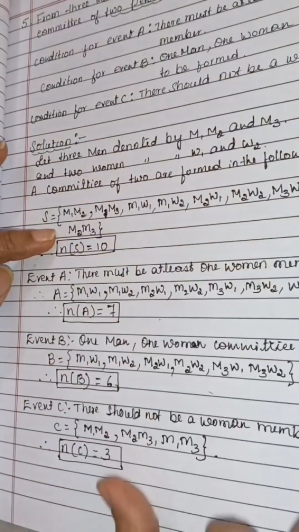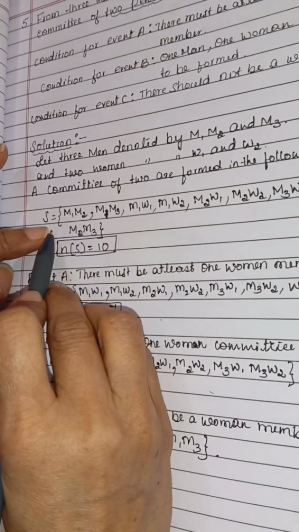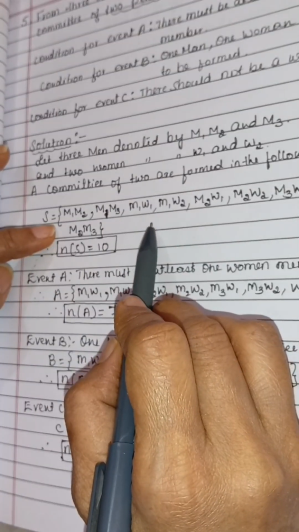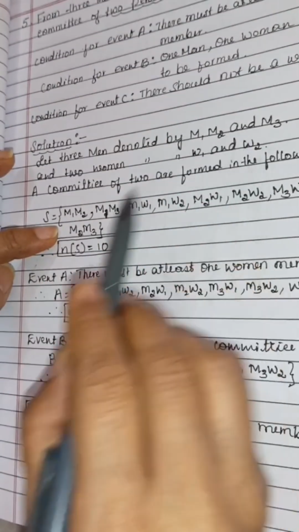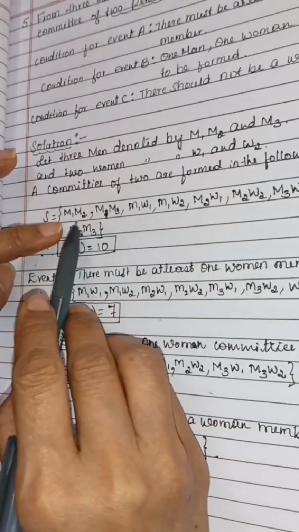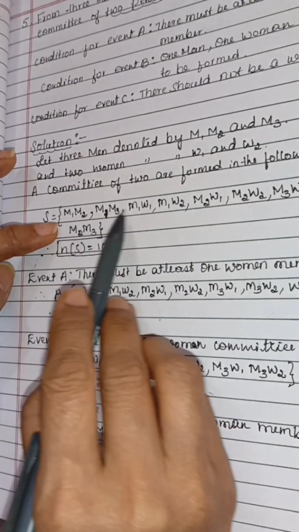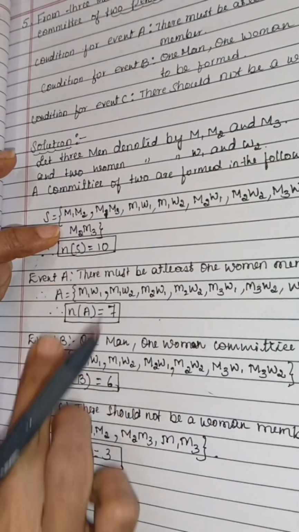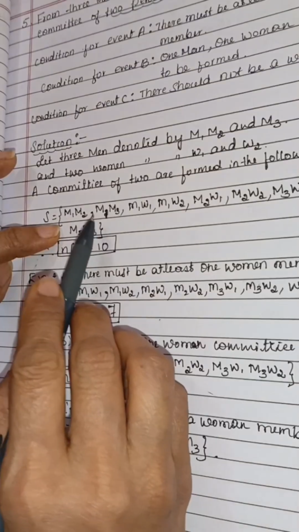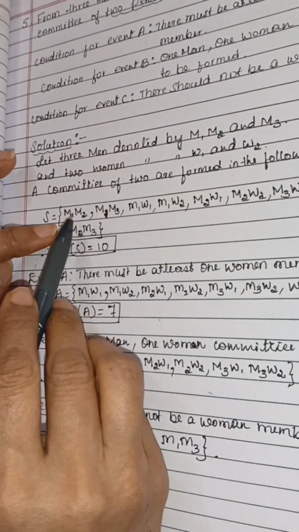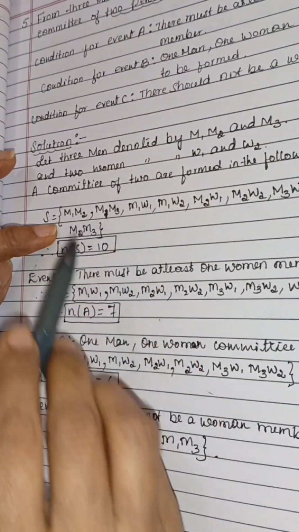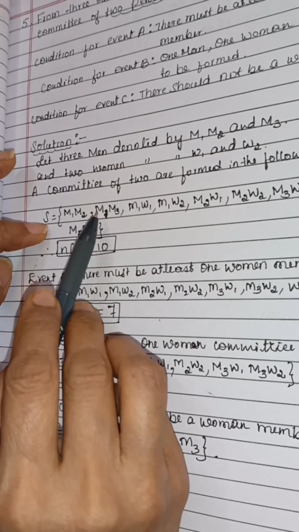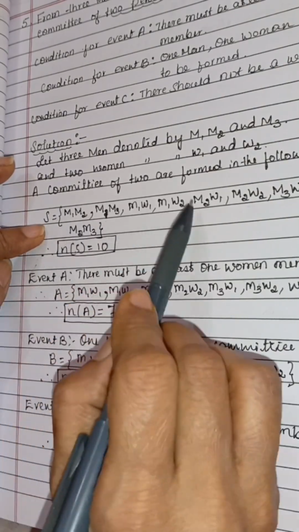See, only this much you have to do, okay? So while writing the sample space, you have to be very careful, because the elements of this sample space you have to write carefully. But events A, B, C are subsets of the sample space, so you have to write them from this sample space. But while writing the sample space, you have to be very careful, okay?